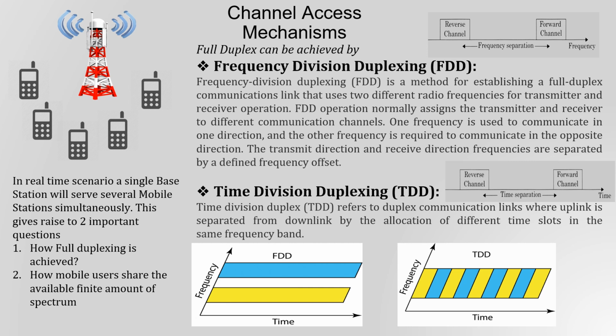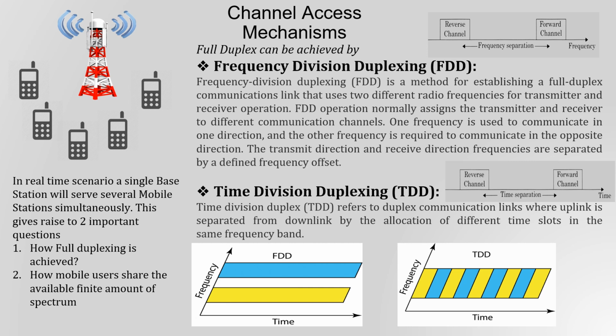One frequency is used to communicate in one direction, and the other frequency is used to communicate in the opposite direction. Combining these two will appear like a full duplex channel. So this is one method of achieving full duplexing. In duplexing, there is one more type which we call time division duplexing. So I can achieve full duplex by TDD, that is time division duplexing, as well.